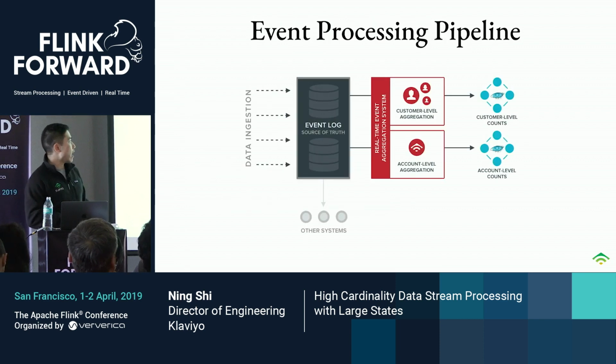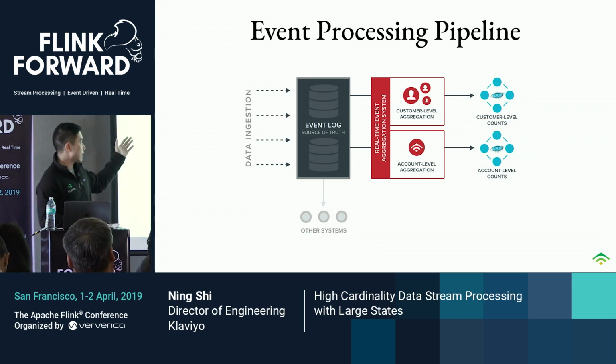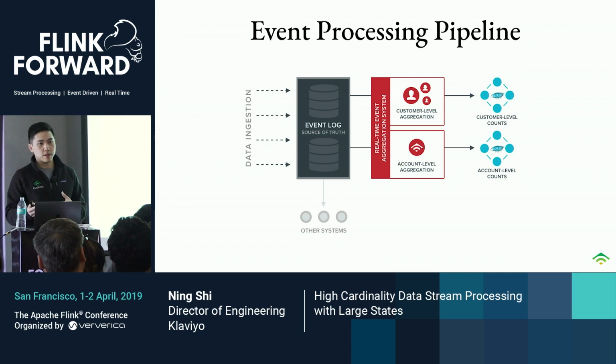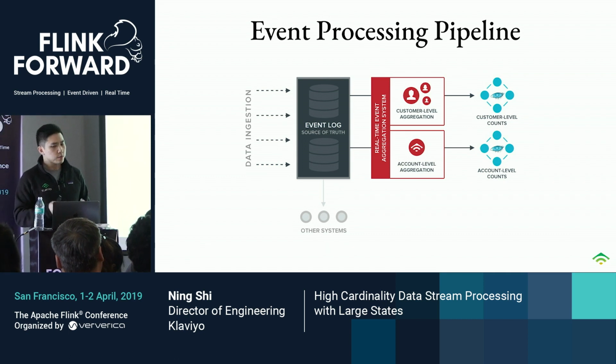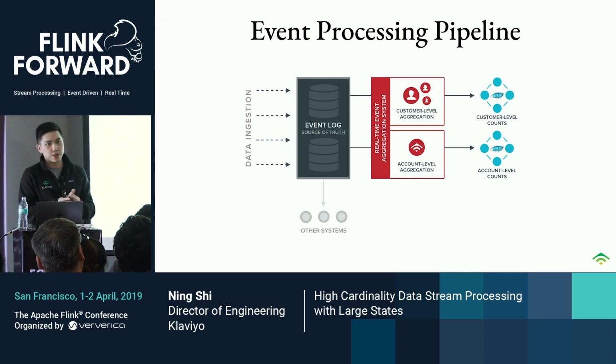And this is a high-level overview of what the event processing pipeline looks like. When events come in, we save them in a single source of truth so that we can either replay or do repair afterwards if needed. But after that, we send them to 2 parallel streams. We basically tee the event to 2 different streams.